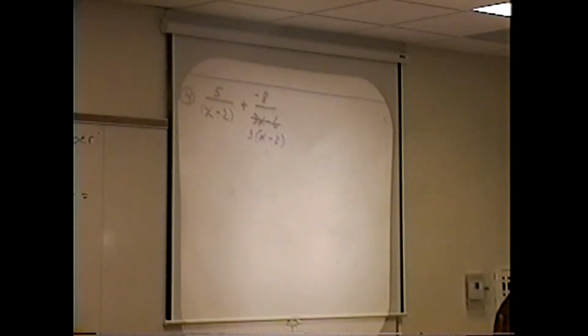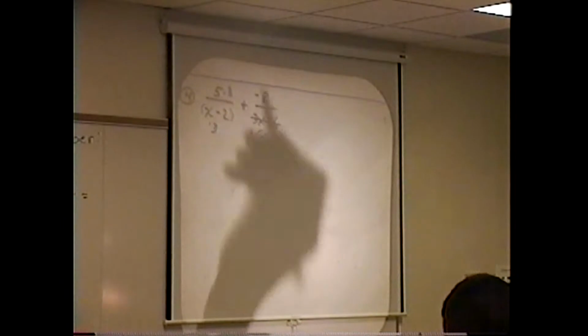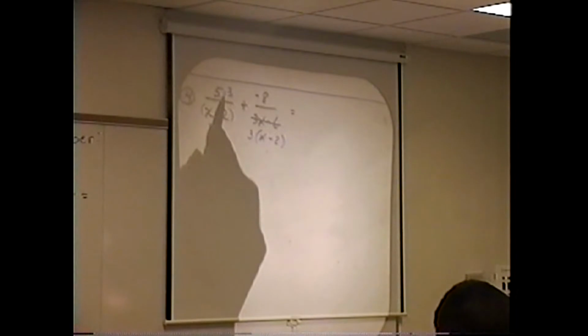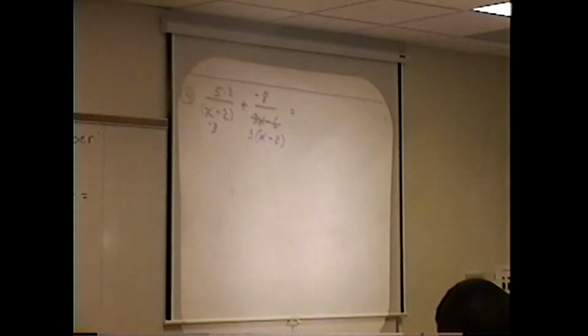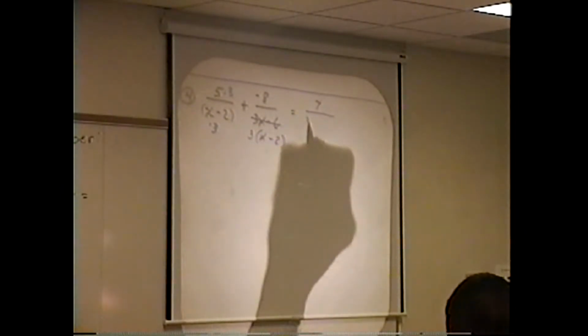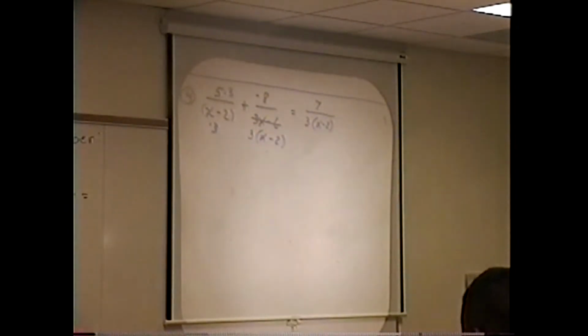Yes. Now what? What am I missing in the first one? 3. I multiply by 3. That's it. So 15 and negative 8, 7. And my common denominator? 3. Now sometimes what they'll do is they'll go ahead and multiply out your denominator, but I like it in factored form because it makes it clearer.